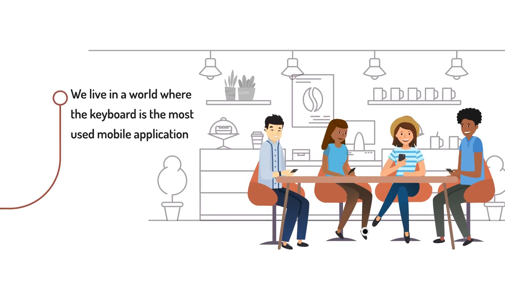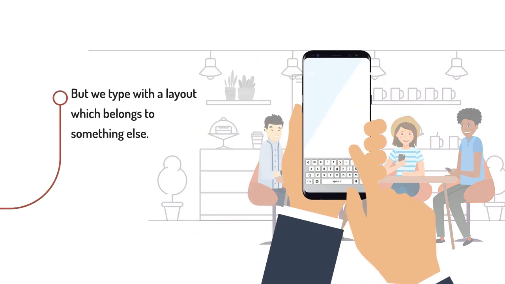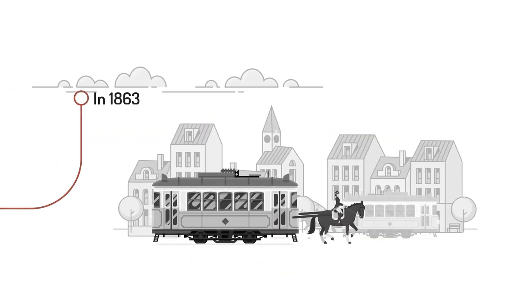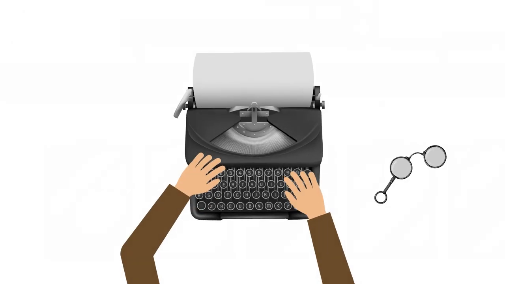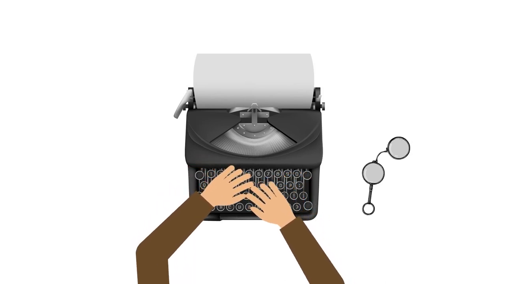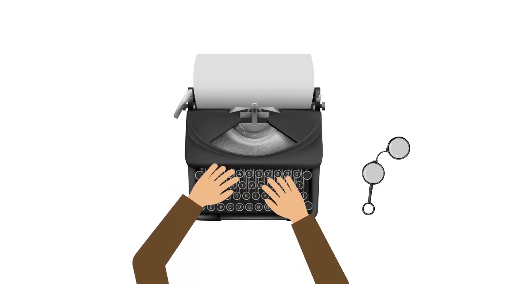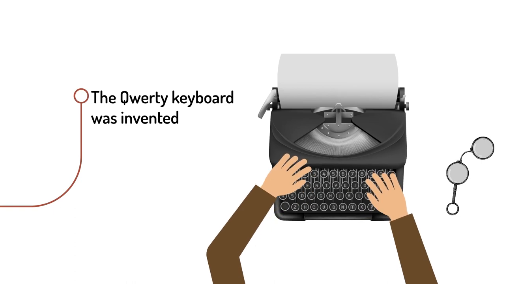We live in a world where the keyboard is the most used mobile application, but we type with a layout which belongs to something else. In 1863, Christopher Sholes wanted to fix the jams on typewriters, so he moved to the opposite the most frequent letters and letter pairs to improve typing with both hands. The QWERTY keyboard was invented.